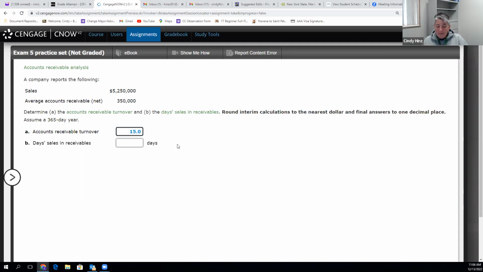Now the book gives you a more complicated calculation for days sales in receivables. I'm not covering that because once we have receivables turnover, it's very simple to just divide that into 365. 365 divided by 15 gives us, rounding to 1 decimal place, 24.3 days. On average, it's taking us 24.3 days to collect our receivables. As we discussed in class, again, we'd want to compare that to how long we are telling our customers that they have to pay.